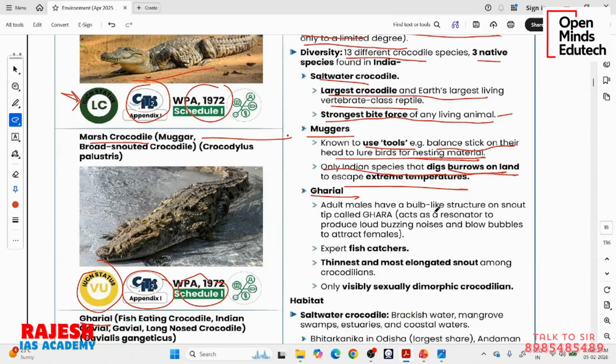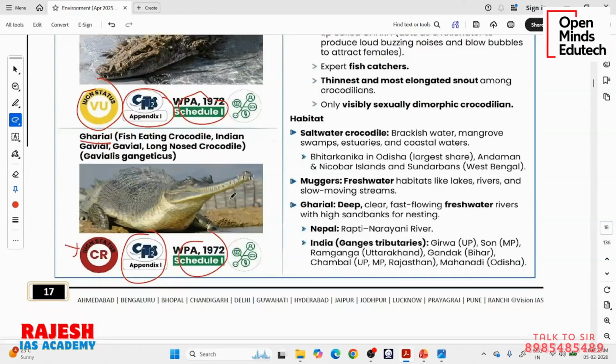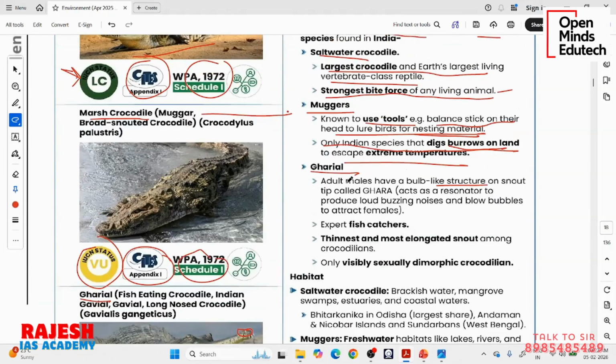Adult males have a bulb-like structure on the snout, and only males have it. Females do not have it. This is called sexual dimorphism. That means if the males and females of an animal look different, it is called sexual dimorphism.